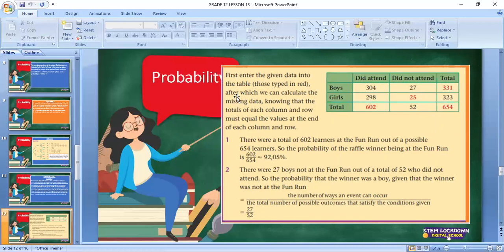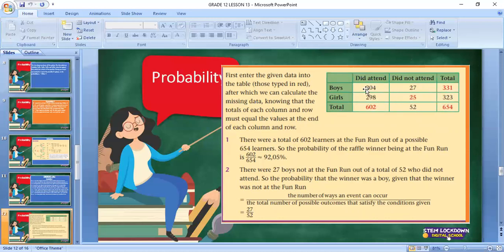Okay. Now, first of all, the total number of learners in the school is 654. There are 654 learners, so we'll have 654 here, and then only 602 attended. So by attended, you put 602. And then those who did not attend, they are 25. And then the total boys are 331. So we first enter those values we have, and with these values, we can now complete the table.